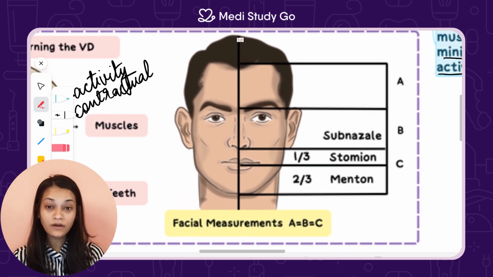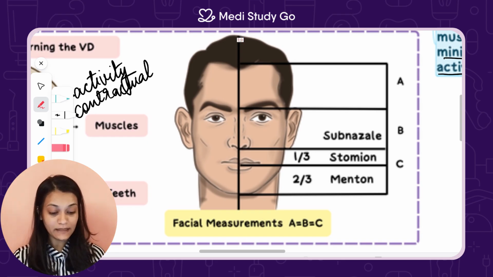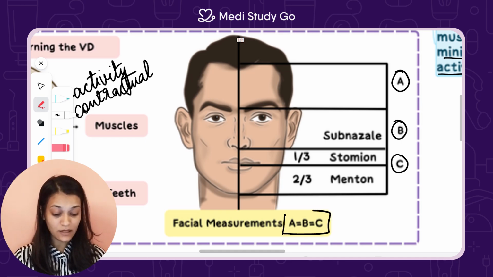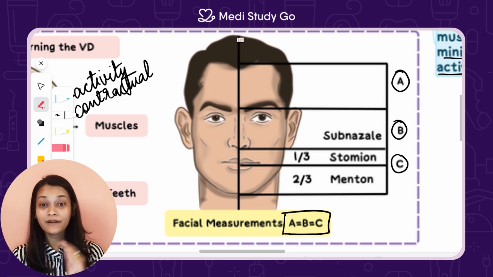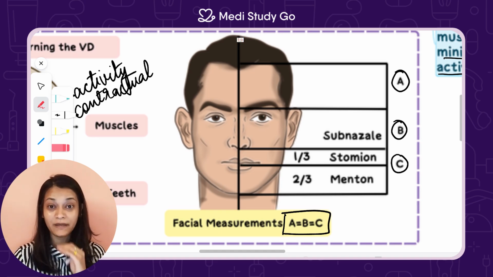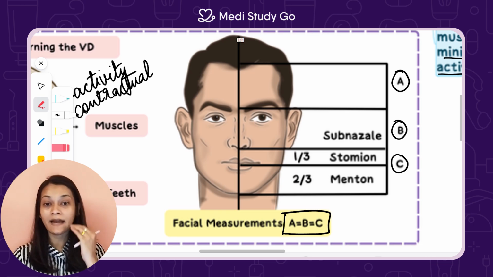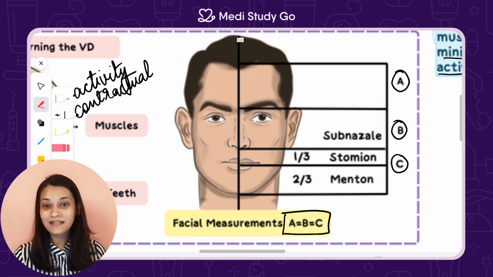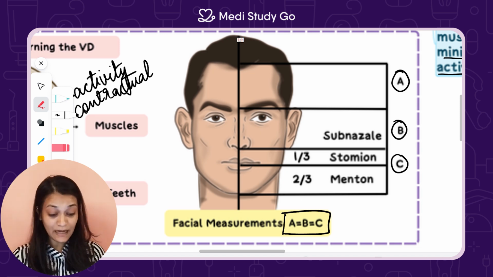Now, if you would have noticed, when you see your face, I can divide it equally into three parts. Can you see A, B and C? So it is safe to say that A is equal to B is equal to C. So now one determinant, whenever I am going to have a complete denture patient, they might not have teeth to guide. So what I will aim for is to get it in a way that this is equal to this portion, which is further equal to this portion. So that can act as a guide.